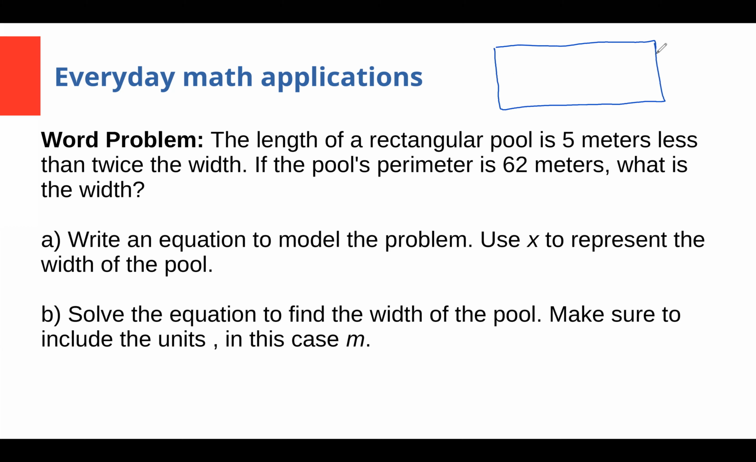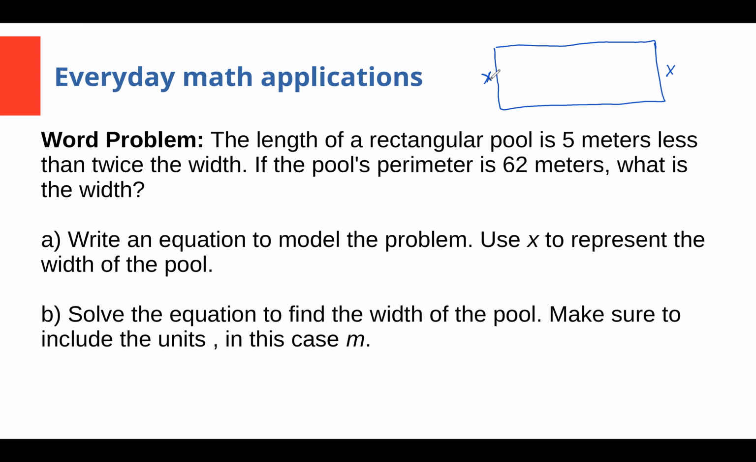Now, let's look for the questions. A, write an equation to model the problem. Use x to represent the width of the pool. So I will go ahead and put this x for the width, right? So this is the width. B, solve the equation to find the width of the pool. Make sure to include the units, in this case, meters.